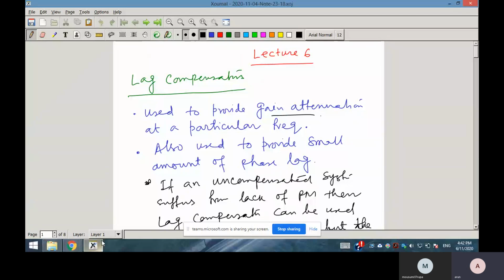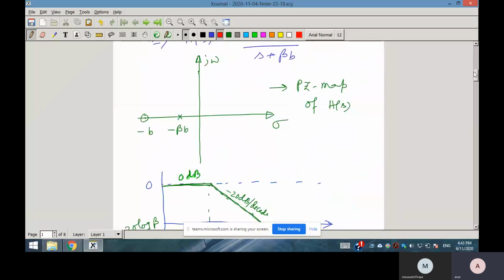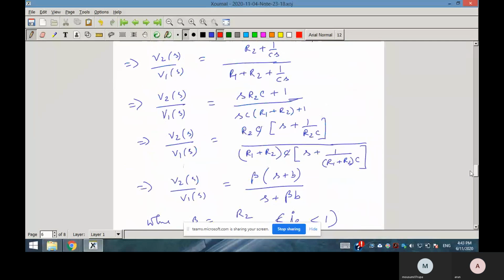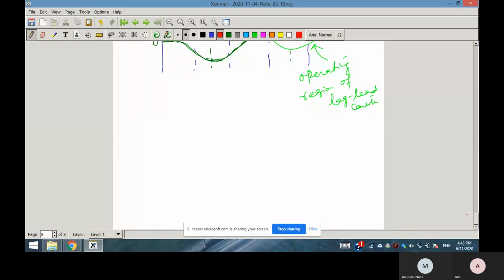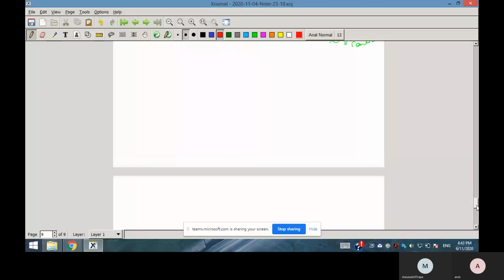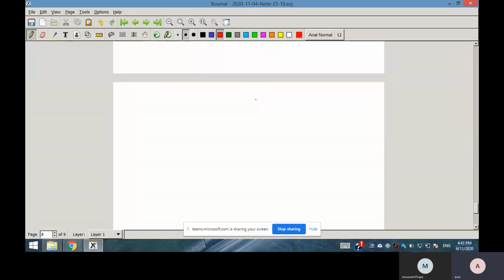So in the last class, we discussed lag controllers and started lag lead controllers. So the last class, this was part one. Now this is lecture 6, part 2.